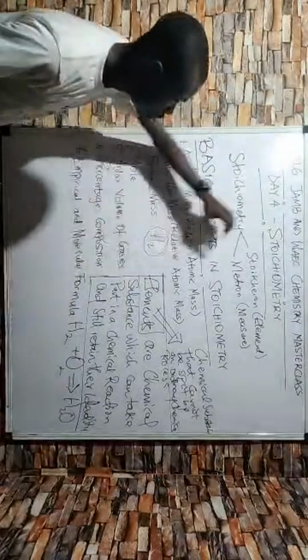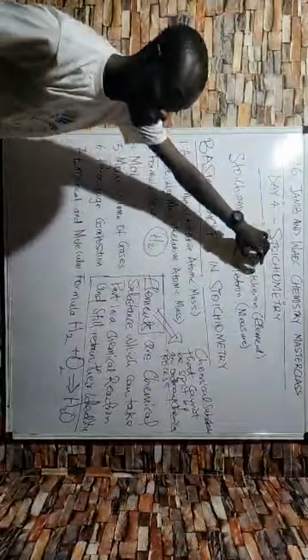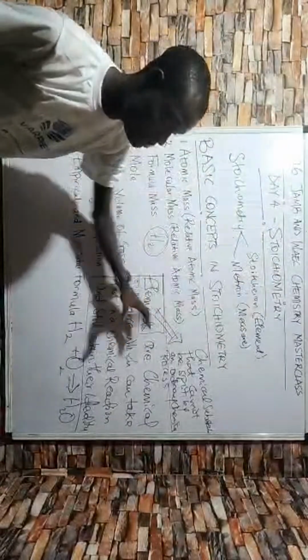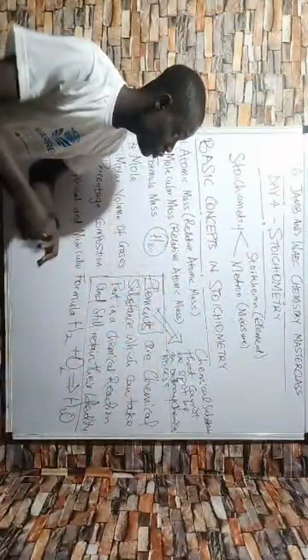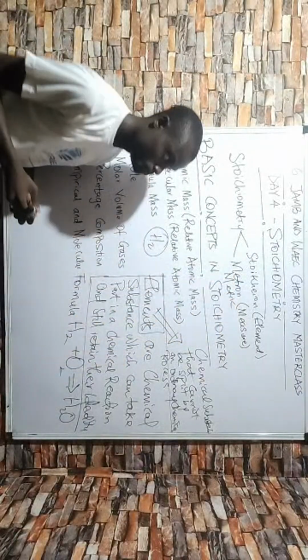So now let's come back to our topic, which is stoichiometry. Like I said earlier, stoichiometry is derived from these Greek words, stoichion and metron. Stoichion here means element, and we've just defined element. Then metron means measure. It's coming from the word metric, and metric also means measure.